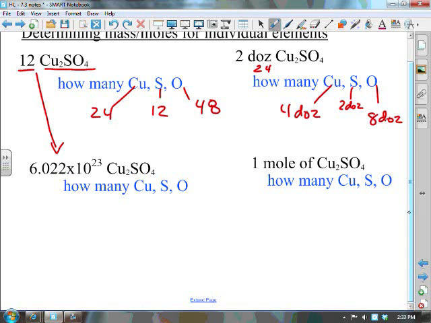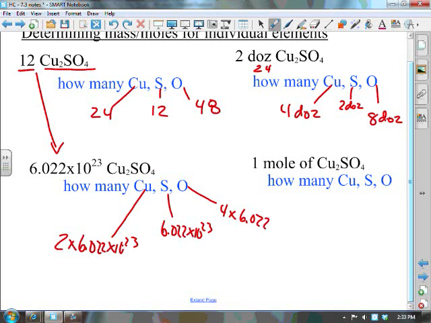Well, how many actual coppers do you have? Well, you have 2 times 6.022 times 10 to the 23rd. How many sulfurs do you have? You actually have 6.022 times 10 to the 23rd. How many oxygens do you have? Well, 4 times 6.022 times 10 to the 23rd. Again, you see how we just multiplied that out. Whether we say 12 or 6.022 times 10 to the 23rd copper sulfates, we count them the same way.